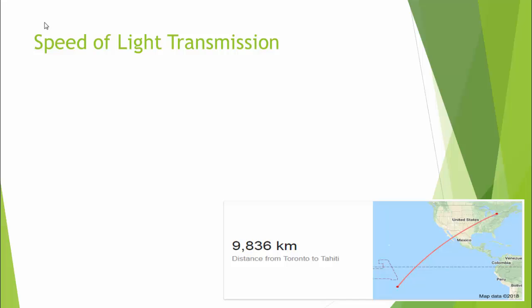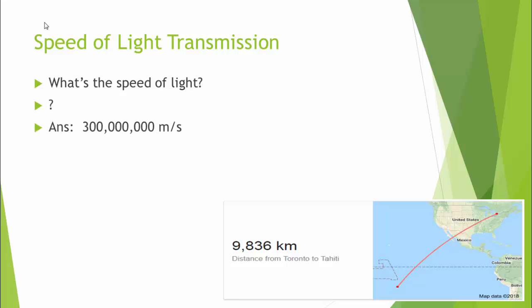The good news is that instead of transmitting data across long distances using electricity, we can actually use light. So whereas an electrical signal would take a great deal of time to travel from Toronto to Tahiti, we can instead think about moving that information with a light-based signal. So, does anybody remember from science class, what's the speed of light? Well, the answer is in fact 300 million meters per second.